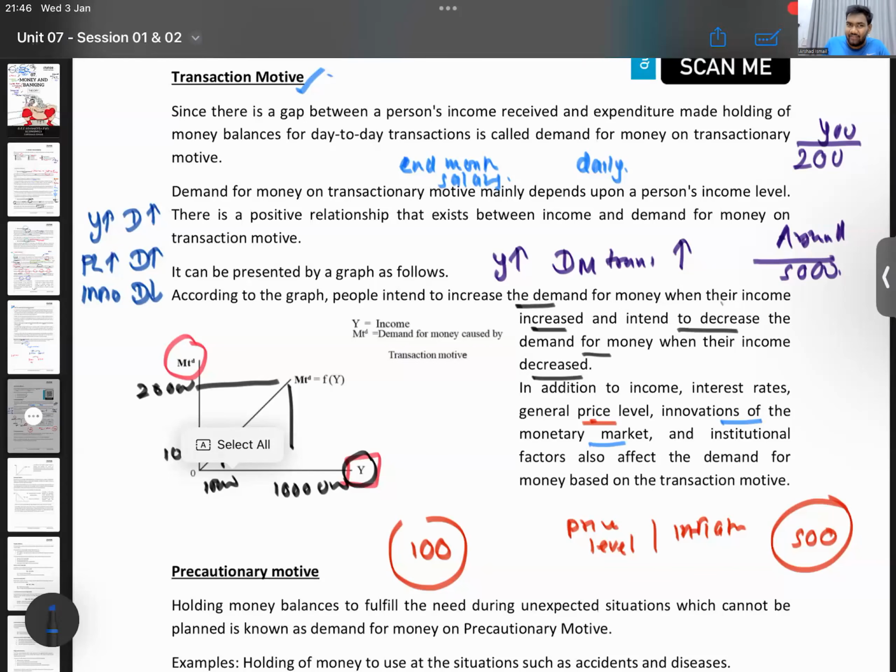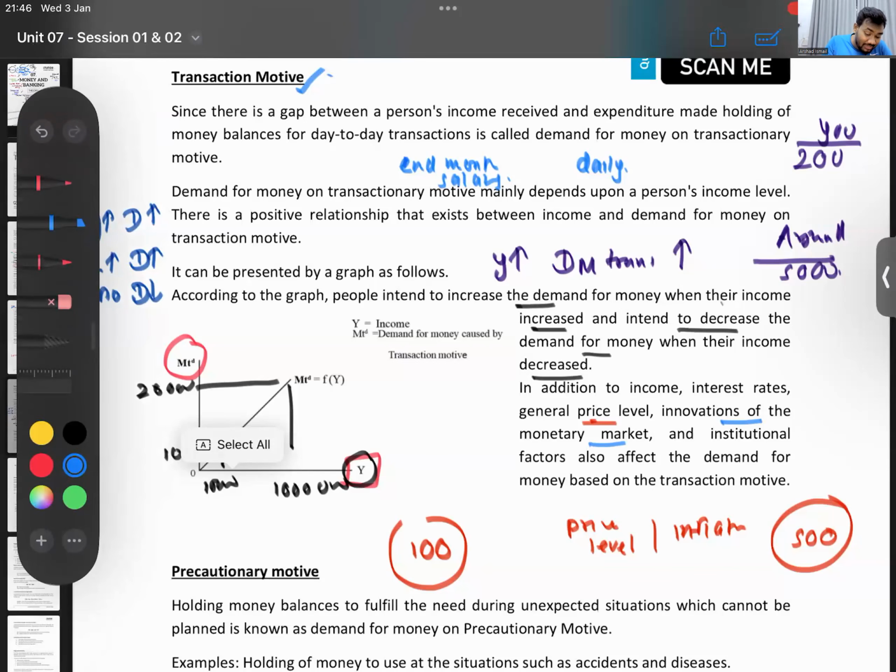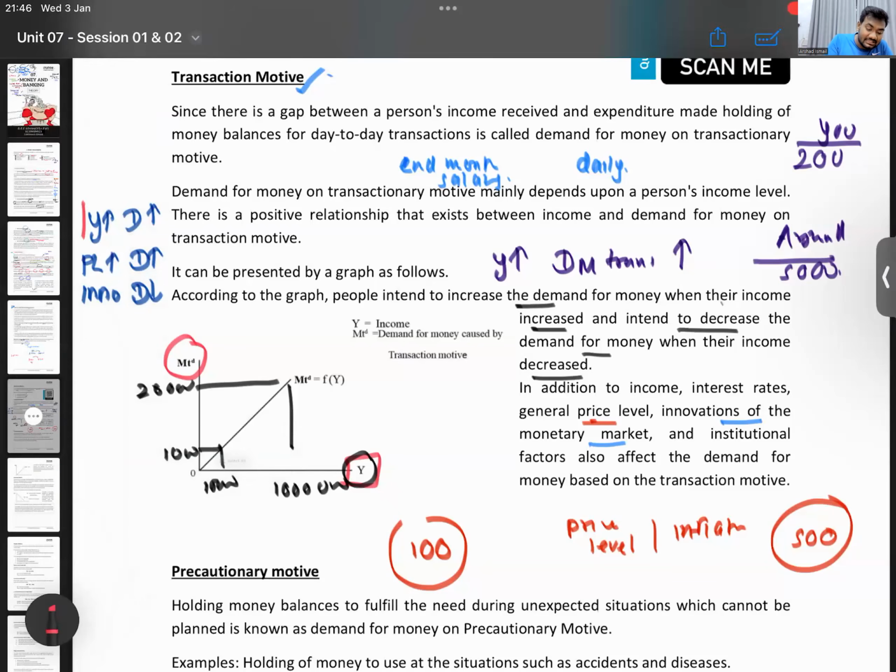So likewise, there are some other factors as well. But remember, what is the main factor? Main factor is income. Is that okay? Transaction motive. What is transaction motive? The money that people keep with them for their day-to-day transactions. What does it depend on? It depends on their income. The more income, the more money they keep with them for their day-to-day transactions. Not only income, some other factors are there like prices, financial innovation. Those are also other factors that affect. That is one reason that people keep money with them.